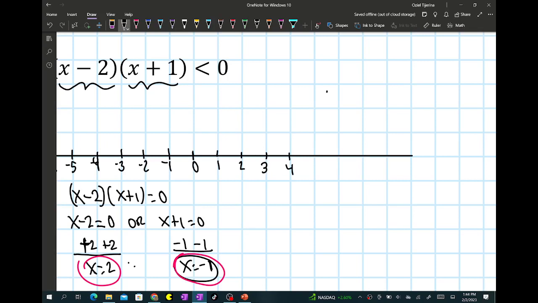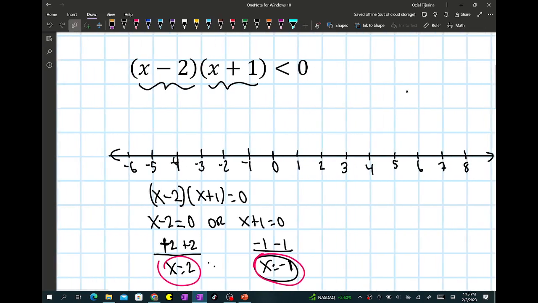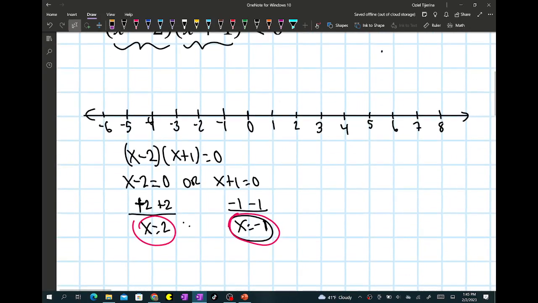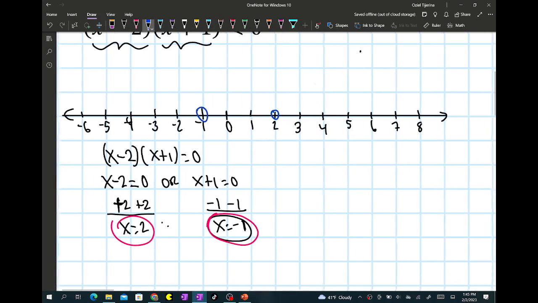So we have this number line, right? The endpoints are the two main x-intercepts, at 2, at negative 2, I'm sorry, at 2 and at negative 1. So I can label those two in this number line. I have this one and this one, right? So 2 and negative 1.